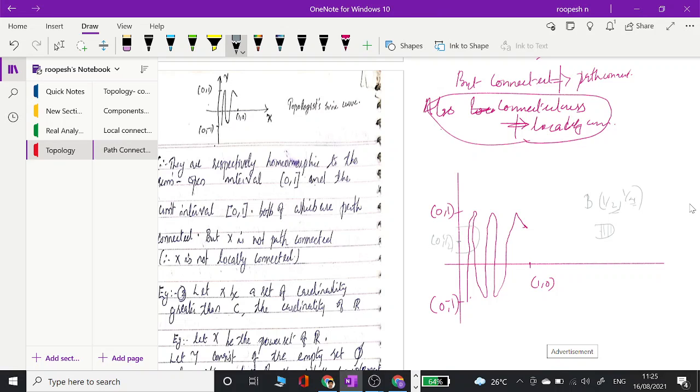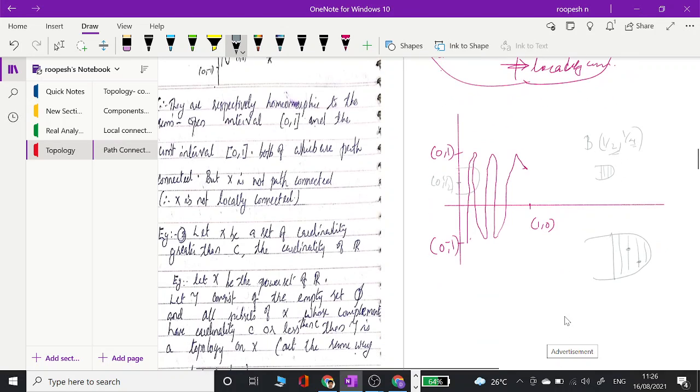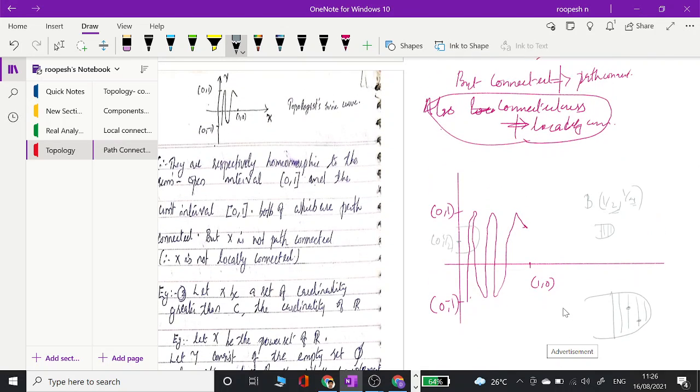So you take a point over here, and if I draw it a little bigger, it will come like this, that portion. Now if I take a point over here and a point over here, I couldn't find a path connecting those two, so this is not path connected, right? Since it is not locally connected, it is not path connected also. So this is an example of a space which is connected but not path connected. Also it is not locally connected. Hope you understood this.